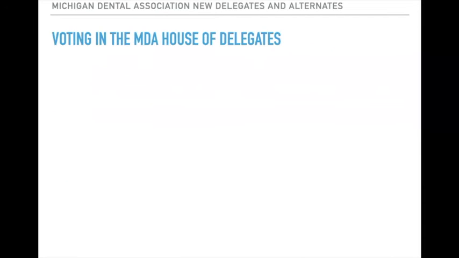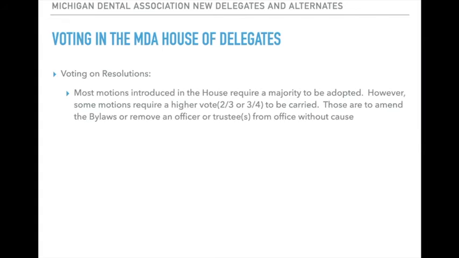So let's talk about voting. There's a lot of stuff that gets done here for our House of Delegates. I want to talk about the voting. So we vote on the resolutions. Now, as I said before, most motions in our House require a majority to be adopted.